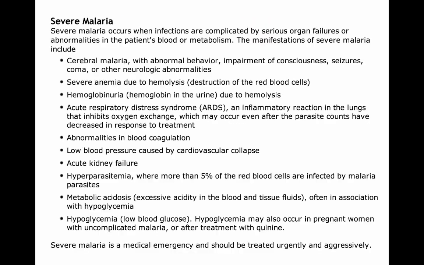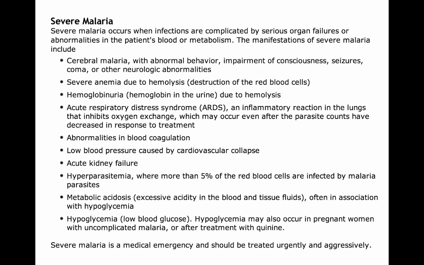Now, malaria becomes really complicated once it goes to the stage of severe malaria, in particular when malaria goes to the brain, which causes abnormal behavior, impairment of consciousness, and induces seizures. People often fall into a coma and they develop neurological abnormalities. Because the parasites are infecting red blood cells, they kill them, and therefore they can also induce anemia. And out of the anemia, you now have hemoglobin found in the urine, and that condition is called hemoglobinuria.